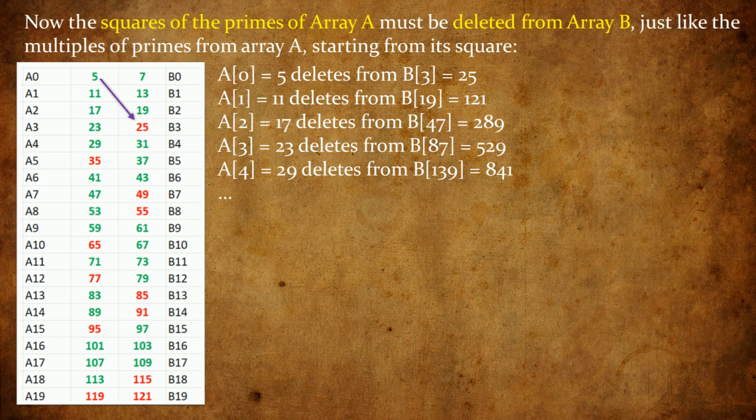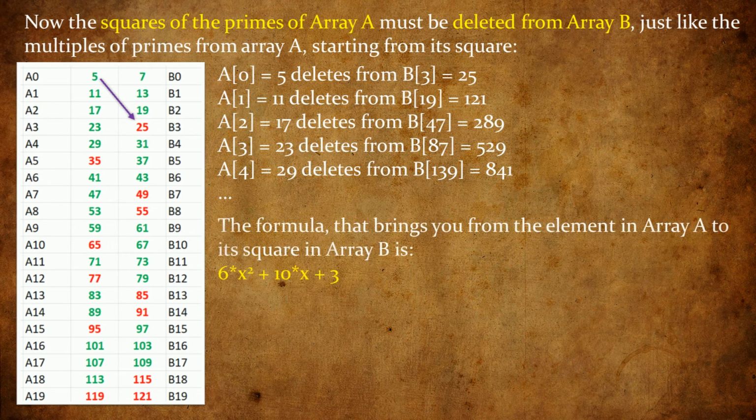Element A0 has a value of 5. It starts deleting from element B3 that has a value of 25. Element A1, the 11, starts deleting from element B19, the 121, the square of 11. And so on. The formula that brings you from the element in array A to its square in array B is 6x squared plus 10x plus 3.